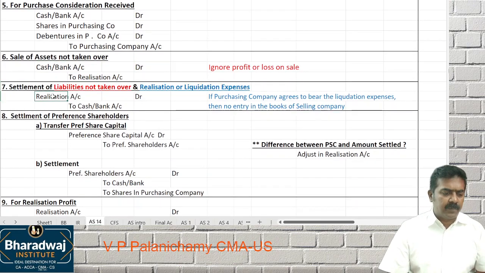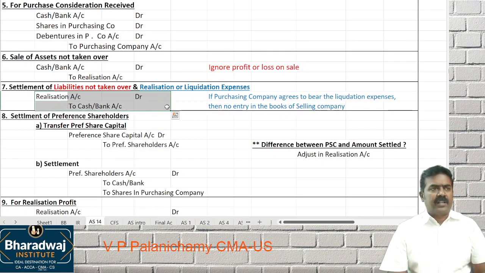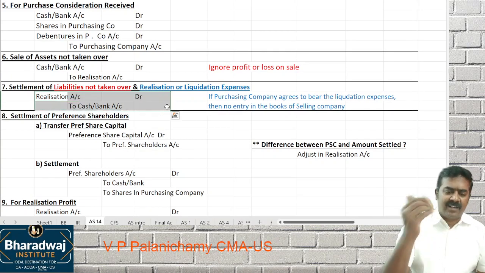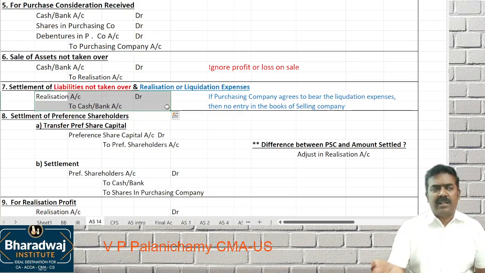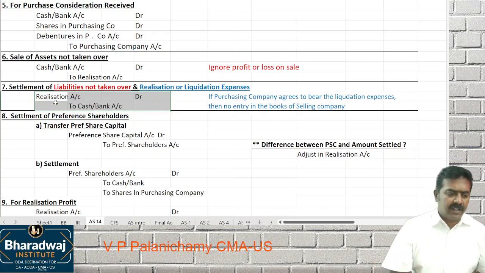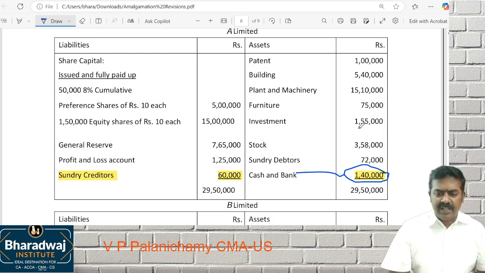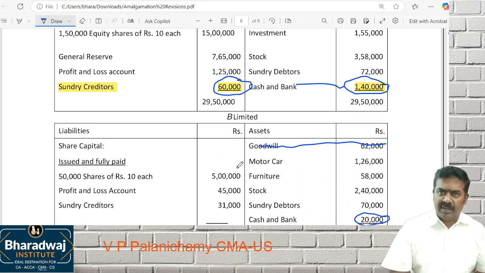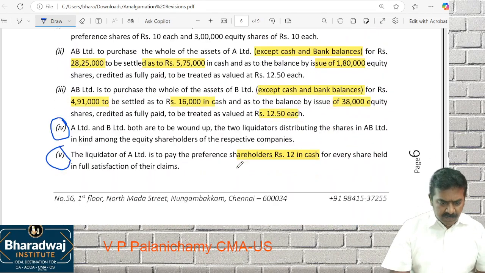Then settlement of liabilities not taken over and liquidation expenses. What is the entry we have to pass? Realization to cash or bank. Any liability not taken over, we have to pay. Or realization expenses, we have to pay. Realization account debited to cash or bank. In this question, only assets they have taken over. Liability they have not taken over. Creditors they have not taken over, we have to pay, as well as the liquidation cost.